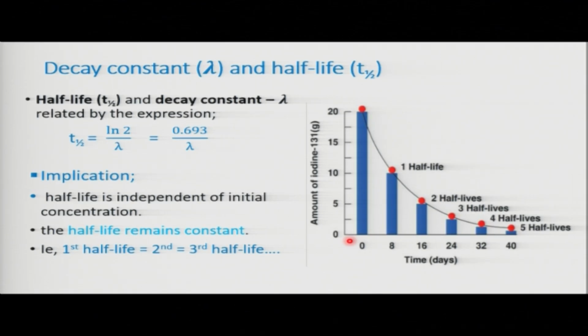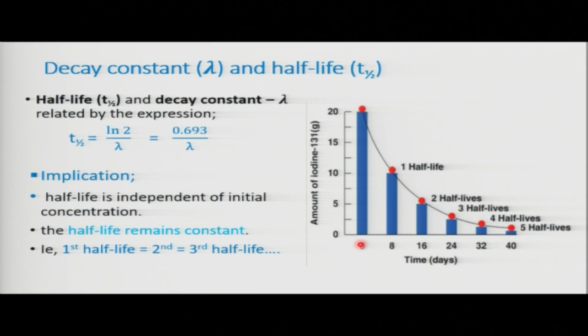So the half-life remains the same irrespective of the amount you have at the start. That is what we imply. The time required for the number of atoms to reduce to a half will be the same whether you have 1, or 0.5, or 0.7. To reduce to a half, it will always remain the same. That is the implication of the half-life in regard to decay constant.